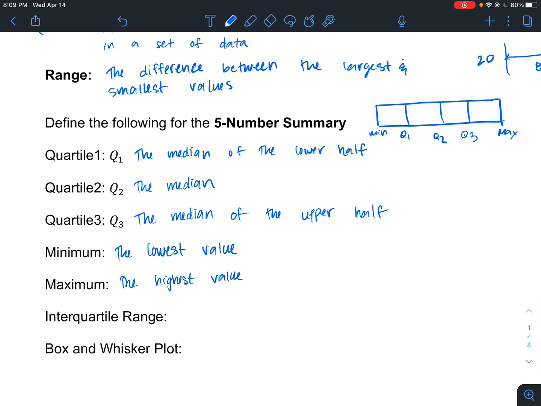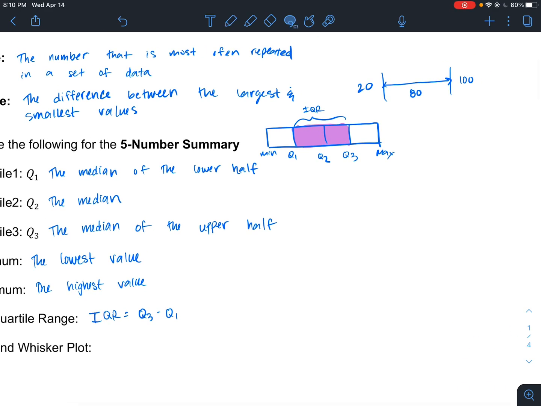The interquartile range, or we call it IQR, is equal to Q3 minus Q1. Essentially, the interquartile range tells us where the middle 50% of our data lies in the 5-number summary. So this right here, that highlighted section, would be the interquartile range.